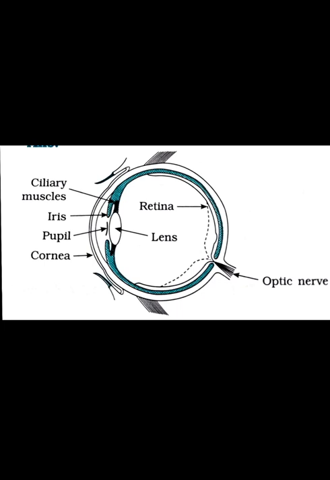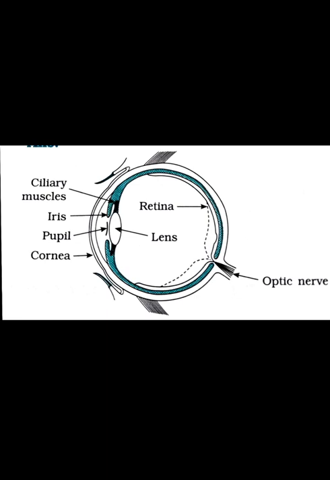The eye has a roughly spherical shape. You can see in the picture. The outer coat of the eye is white. It is tough so that it can protect the interior of the eye from any accident. Its transparent front part is called the cornea. It is already marked there. The transparent part which is seen in the front of the eye is called the cornea.